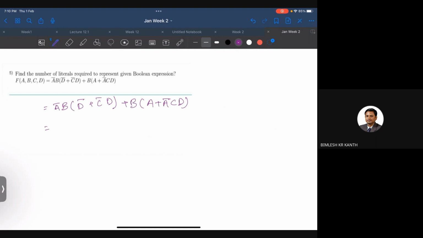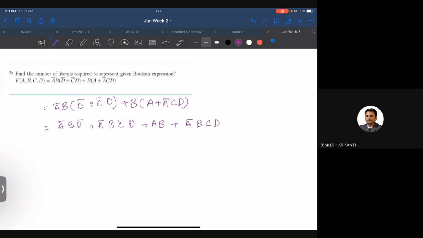Basically, it is asking whether we need all four, A, B, C, D, or after simplifying, it may become something between B and C only. In that case, the number of literals will be 2. Okay, so let's simplify a bar b d bar, and this will be a bar b c bar d, right? Then this will be a b, this will be a bar b c d.